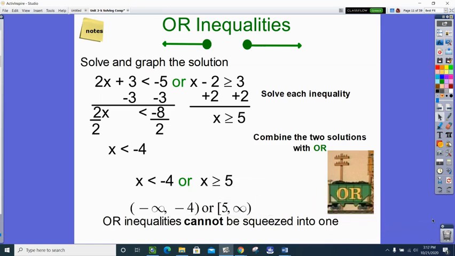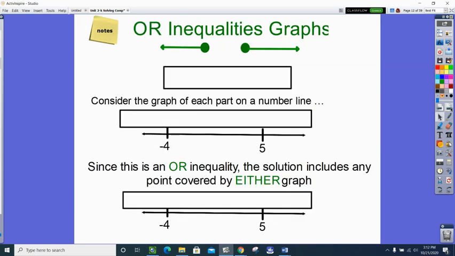And then we're going to put the word or in there as well. And then this piece is bounded on the bottom by 5 inclusively, and it's going to go forever up to positive infinity, where it's not bounded. It has a parenthesis. So or inequalities cannot be squeezed into one. Just know that. They're 2 separate arms to the picture.